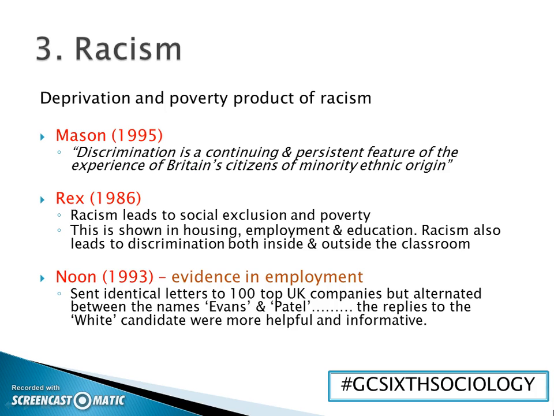The final thing we're going to look at is the idea of racism. Some sociologists, such as Mason, Rex, and Noon, believe that the idea of ethnic minorities being deprived intellectually, linguistically, and also materially through poverty and housing is a product of racism within society. Rex believes that racism has led to social exclusion and poverty, and this is shown in the type of housing areas that ethnic minority groups live in, the type of jobs they have, and ultimately the type of education they have. Interestingly, Rex believes that this happens both inside and outside of the classroom.